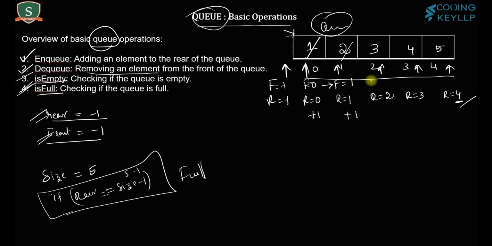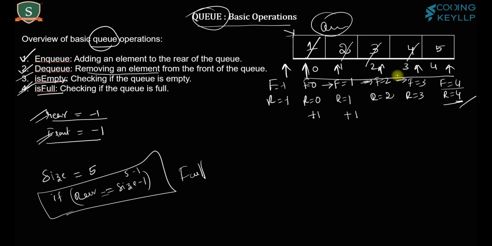Again we dequeue one more element, F value becomes 2. Again I'll dequeue one more element, F value becomes 3. Again I dequeue one more element, 4. When F and R values are equal, it means that we are having only the last element in the queue, and this is a linear queue.